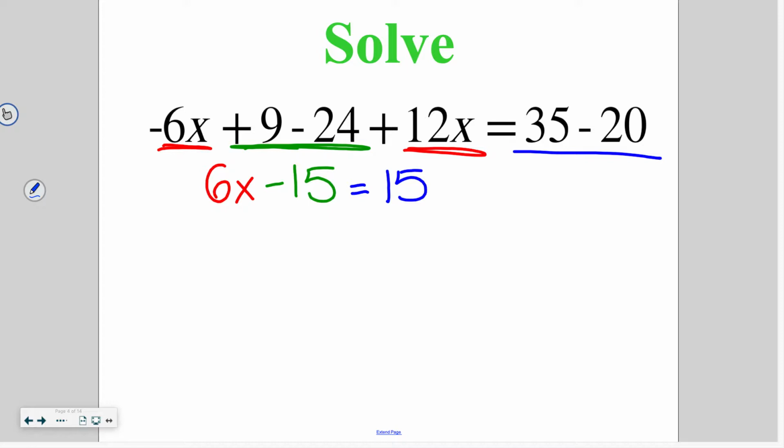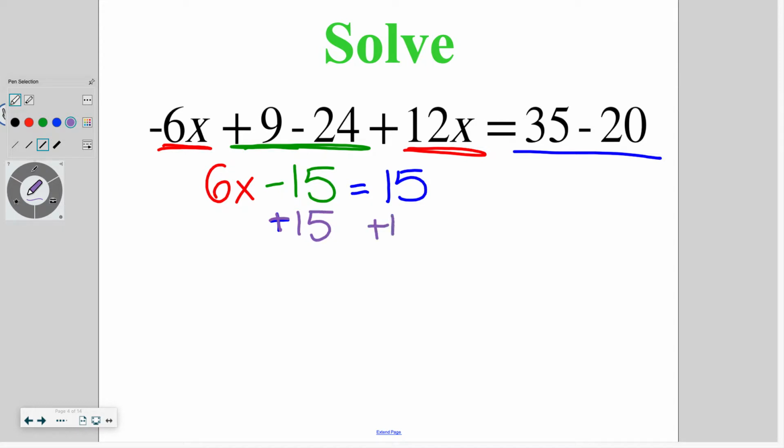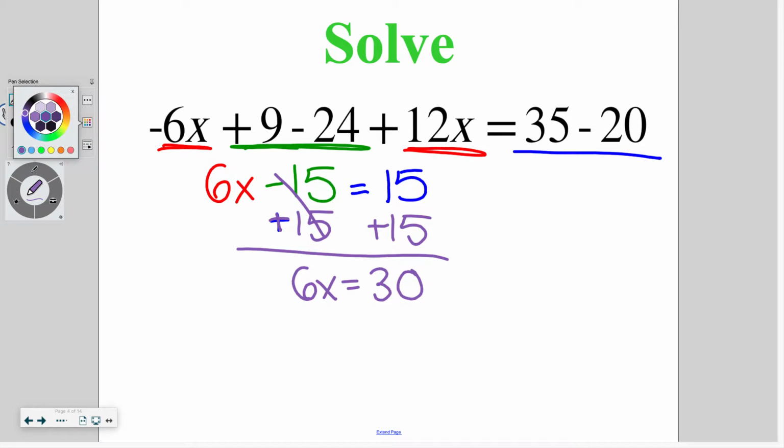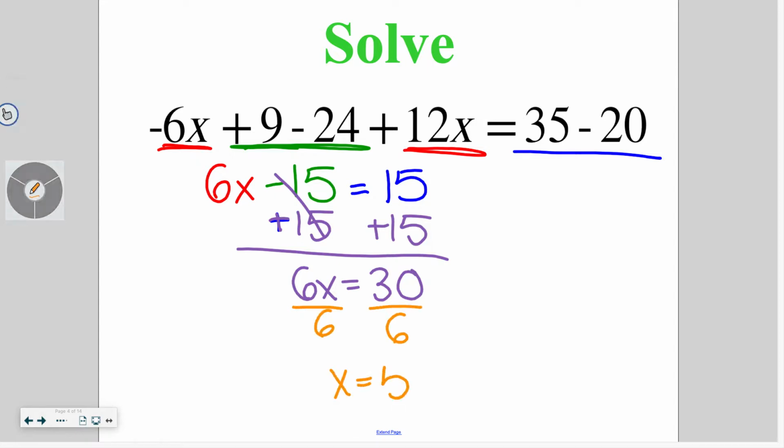Now we're going to go through, and I see that there is subtraction, so I'm going to get rid of that by using addition, adding 15 to both sides, which is going to give me 6x is equal to 30. So that negative 15 got canceled out by the positive 15. Then I'm going to get rid of multiplying by 6 by dividing by 6, giving me a final answer of 5.